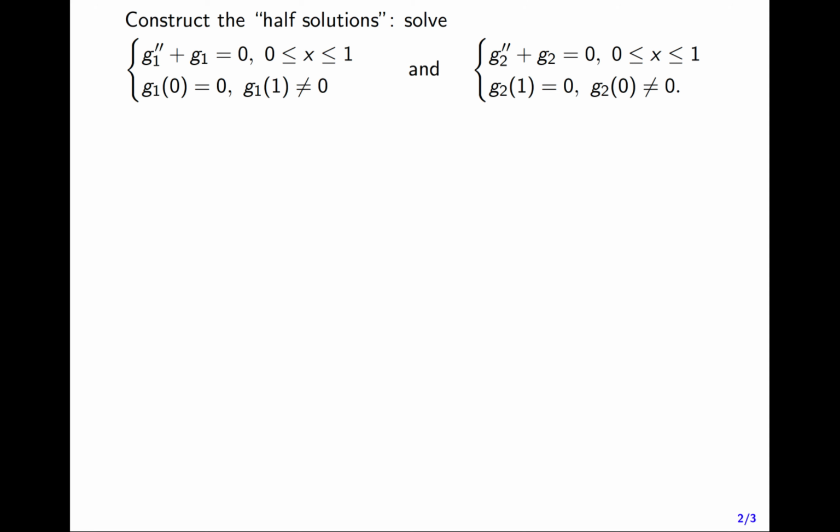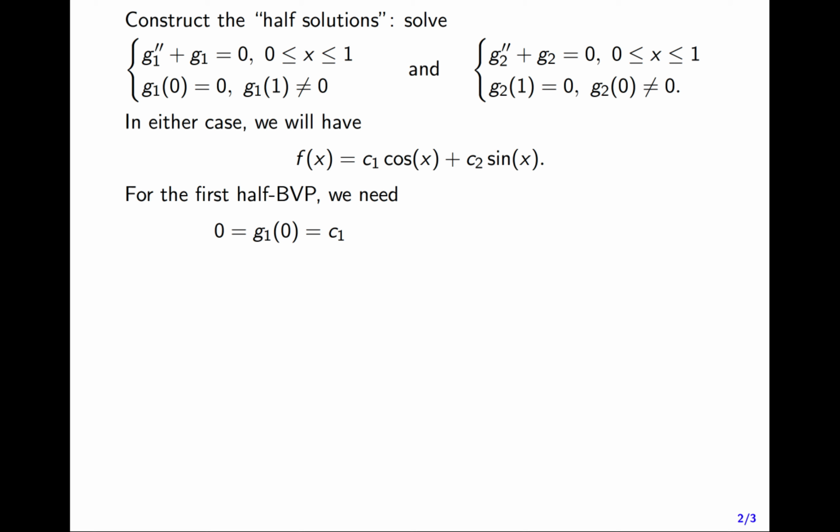Now we'll construct the solutions to the half BVPs. So we want to solve a problem like g1 double prime plus g1 equals 0 with g1 of 0 equals 0 and g1 of 1 non-zero. And we want to solve g2 double prime plus g2 equals 0 with g2 of 1 equals 0 and g2 of 0 not equal to 0. So in either case, the solution g1 or g2, whatever it is, is going to have the form, call it f of x equals c1 cosine of x plus c2 sine of x, because this is the general solution to both homogeneous problems.